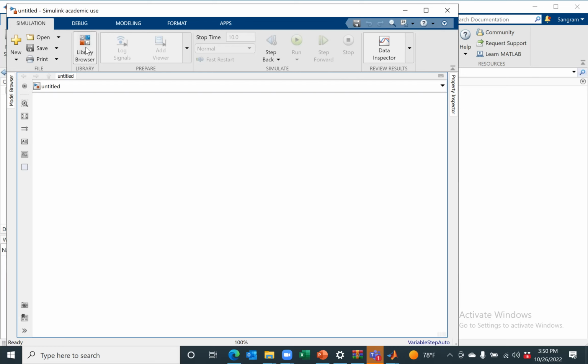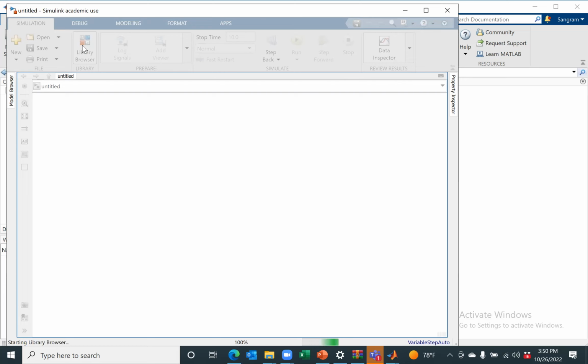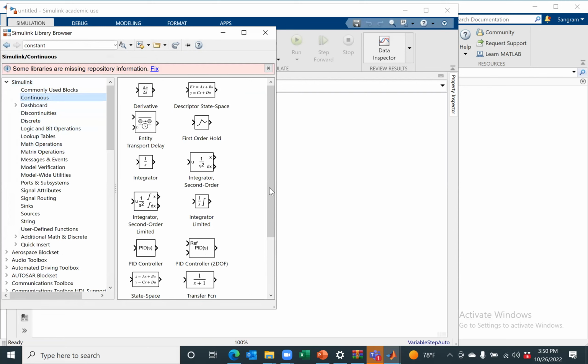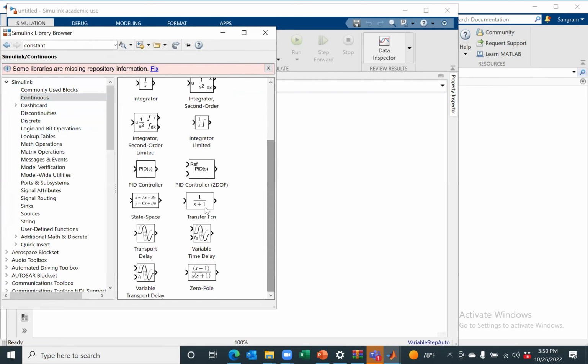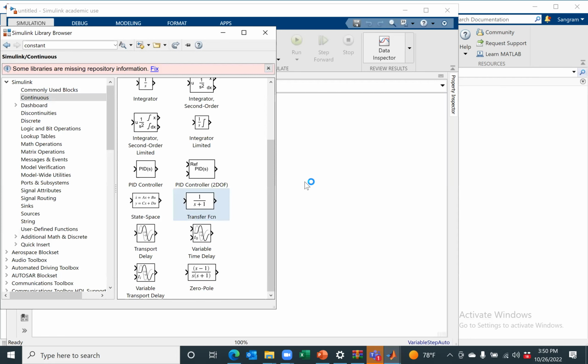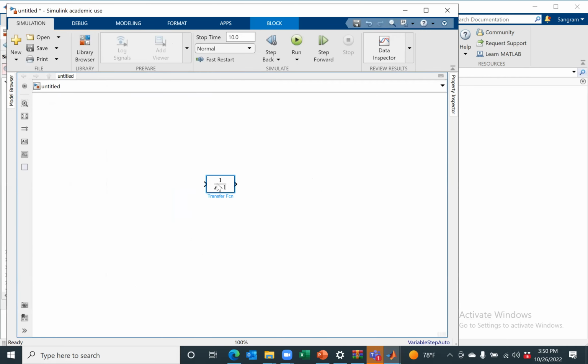I don't know if you can see this board, but this is what it is. So I want to build this system, and this system is actually an open loop system because there is no feedback. Everyone understood this? This is an open loop system. There is no feedback. So go to library browser, and then continuous. Then grab this transfer function, put it over here.